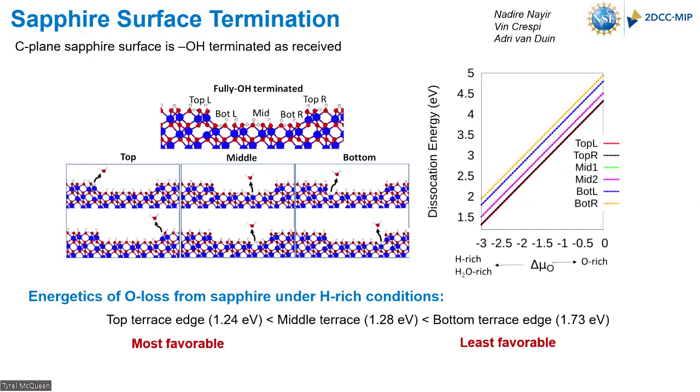But the hydroxyl group loss is not equal across the whole surface when you have a step edge. It's most favorable to occur at the top of one of these steps, and the least favorable location for it to occur is at the bottom edge of the step. So this is giving us some clue that there's probably going to be differences in the surface termination of our sapphire, depending on the conditions that we're using for growth.